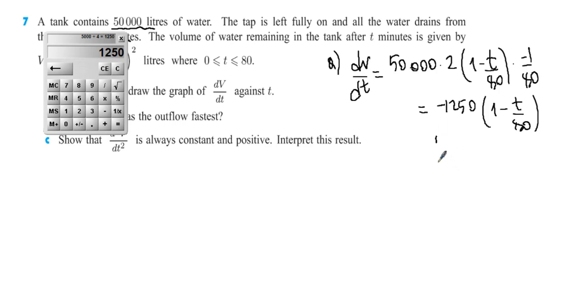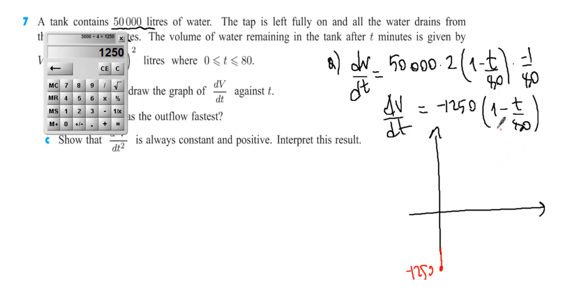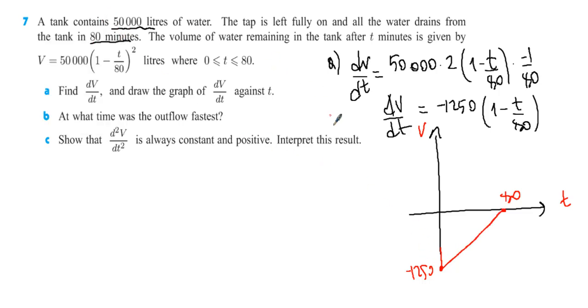So let's quickly draw this line. I just need the intercepts. It's a line. So when t equals 0, it starts from a negative value, it will be here. And when the volume is fully out, what will be the time? It will be at time 80, so it will be just a line. That is part A. In part B, they're asking at what time the outflow was fastest. The outflow is always fastest, as can be seen from the picture, at time 0.